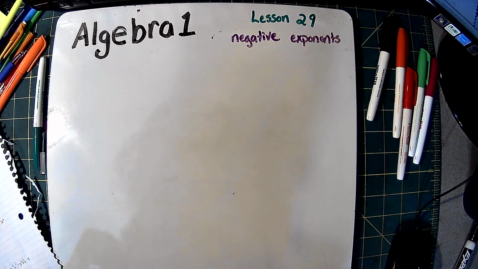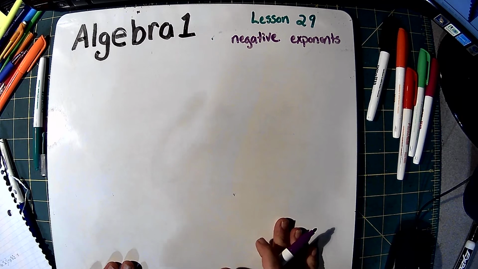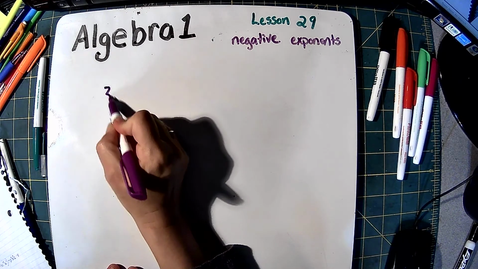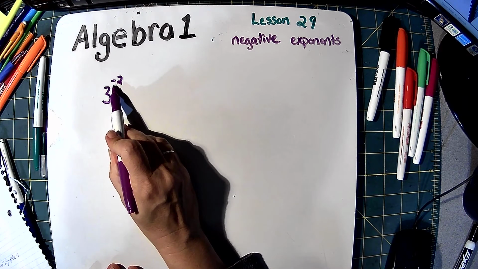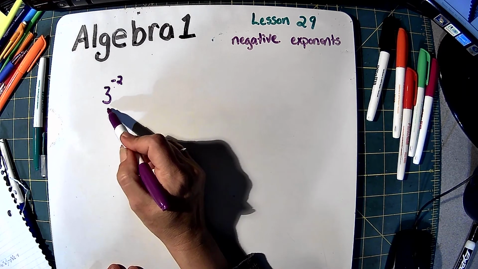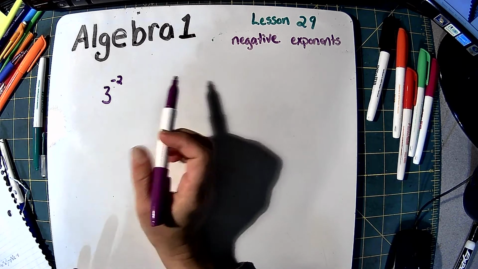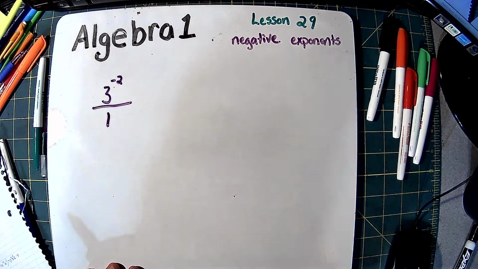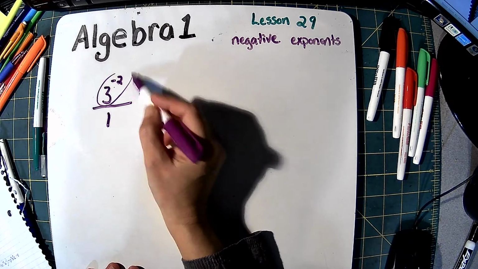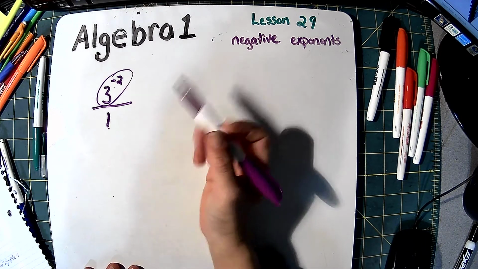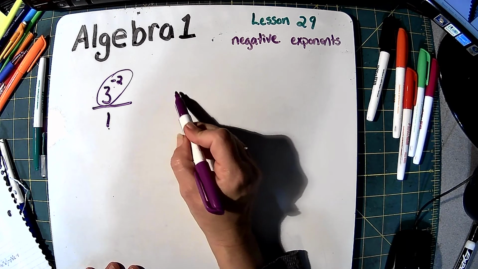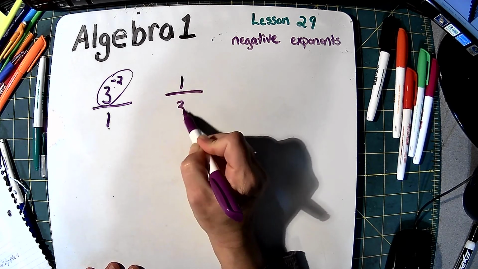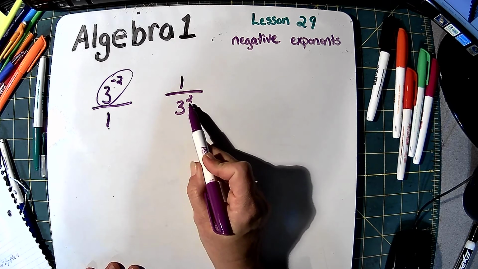This is Algebra 1, Lesson 29, and this lesson is over negative exponents. So if we have a negative exponent like 3 to the negative 2, to get rid of this negative sign, all we have to do is move this to the other side of our fraction. Now you might say, well, that's not a fraction. Well, this really means over 1. So if we move this entire thing down to the bottom of the fraction, then we are going to get rid of that negative exponent. So that would end up being 1 over 3 squared. We take the negative away.